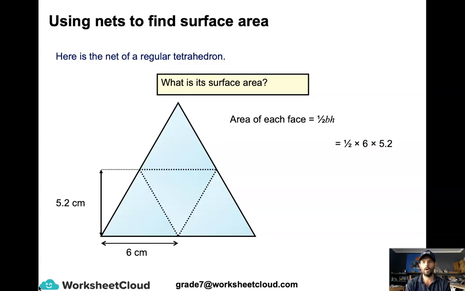All the triangles are equal, they're all the same size. If you work out 6 times 5, you get 30. 6 times 0.2 is 1.2, so 6 times 5.2 is 31.2, and then if you halve that, you get 15.6, and that's the area for one triangle. And I want the surface area for the whole tetrahedron, which is composed of 4 triangles. So your surface area is 4 times 15.6. 4 times 15 is 60. 4 times 0.6 is 2.4. Put them together, you get 62.4 centimeters squared.